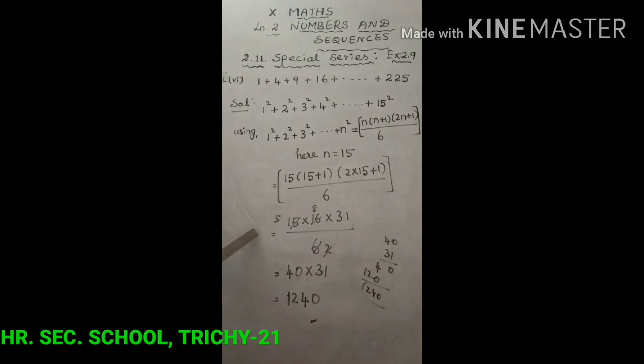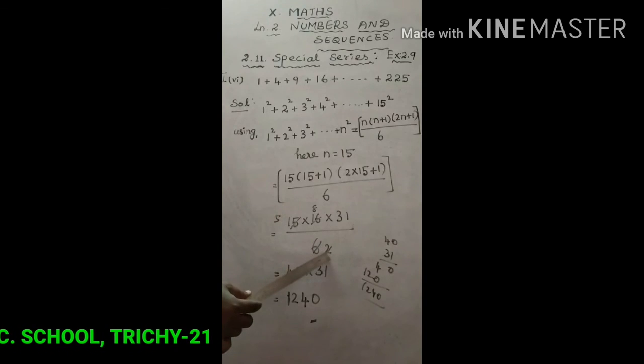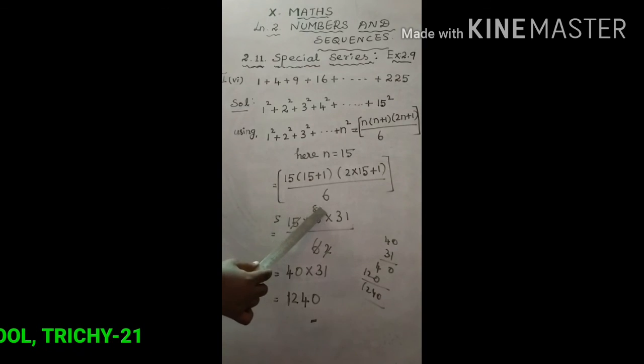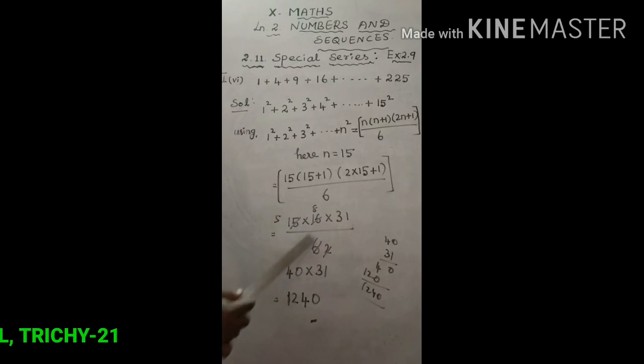Now we simplify. 2 table, 2 3s are 6, 5 3s are 15. Then we simplify in 2 table, 1 2s are 2, 8 2s are 16. So the remaining number is 5 multiplied with 8, 5 8s are 40, multiplied with 31. So 40 multiplied with 31, we have 1240.